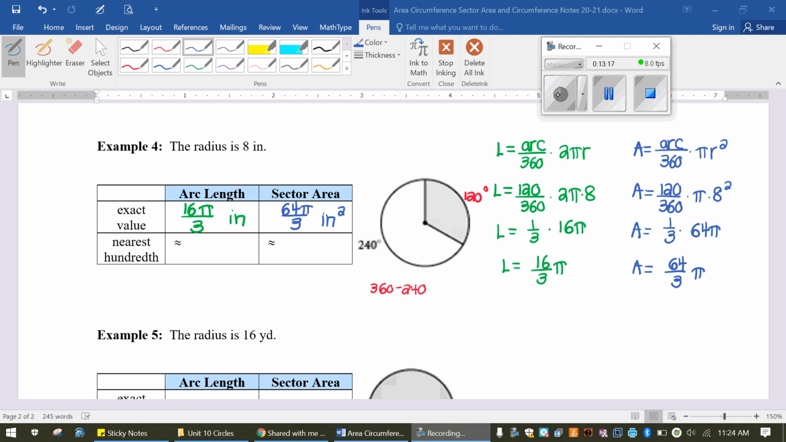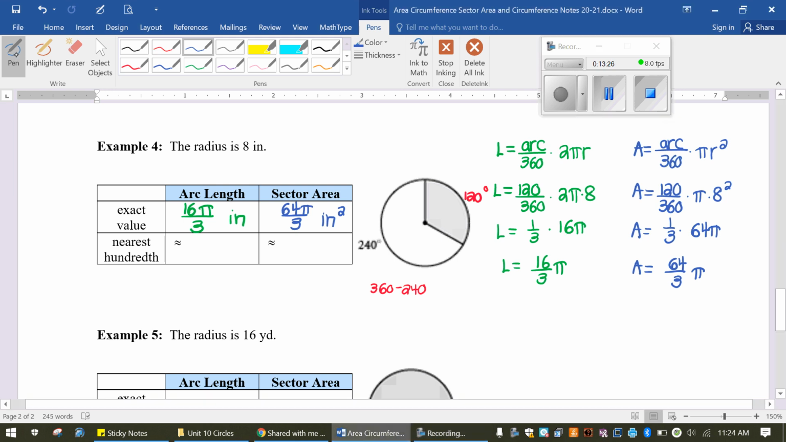Okay, so these answers don't look the same as example number 3 because the fraction didn't work out nicely with what we had left in front of the pi. So we had our arc over 360, so 120 over 360, which reduced to 1/3. And then we had 2 times 8, which is 16 times pi. And then 1/3 of 16 is 16 divided by 3. Well, that didn't divide nicely. So we left it alone because it didn't reduce.